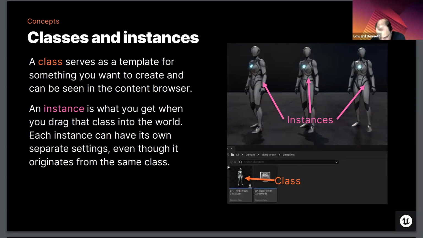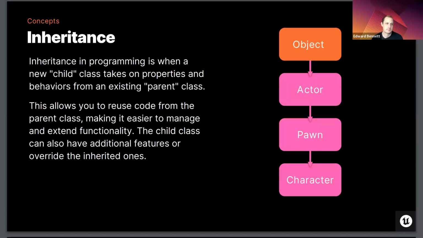So you can see here that we have the class for the third person character, and we have 3 instances that exist within the world. As soon as you drag a class into the world, it will create an instance of that class. So that's classes and instances. The next concept is going to be inheritance.